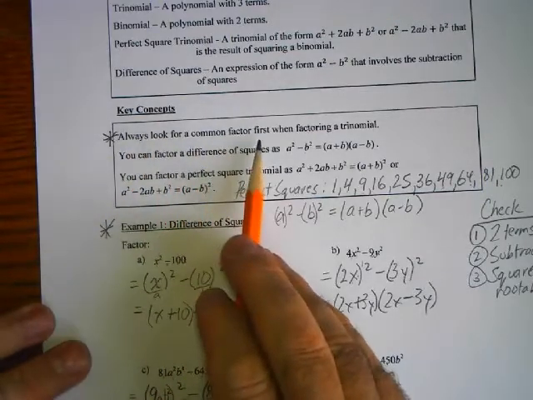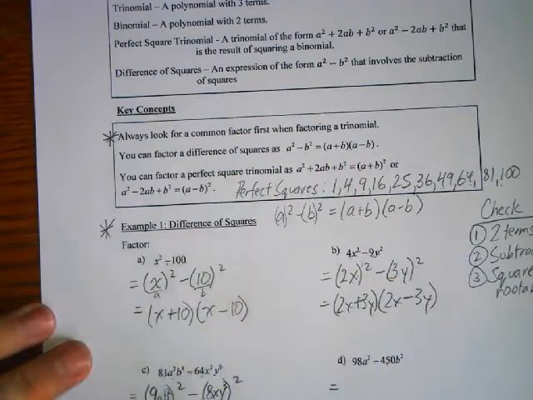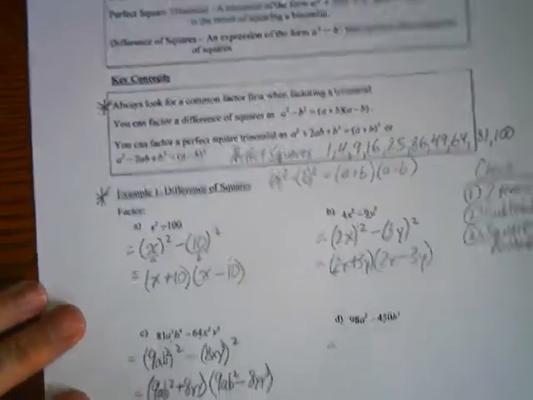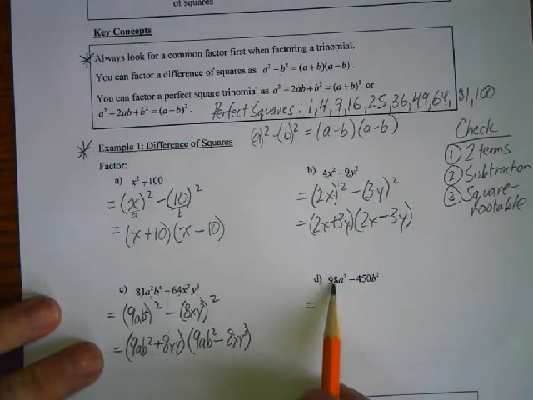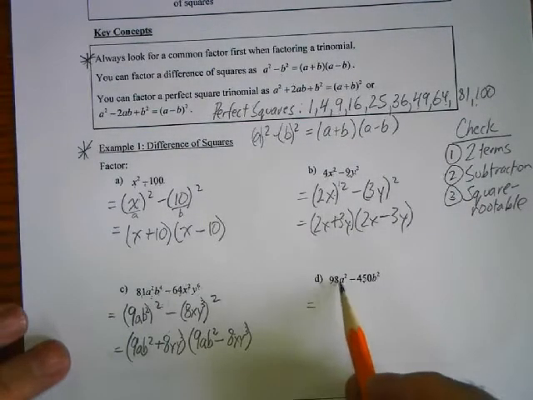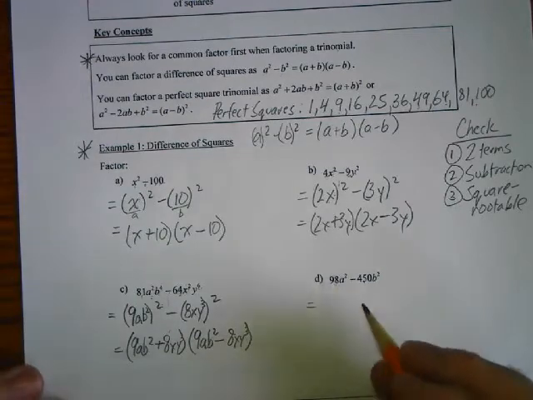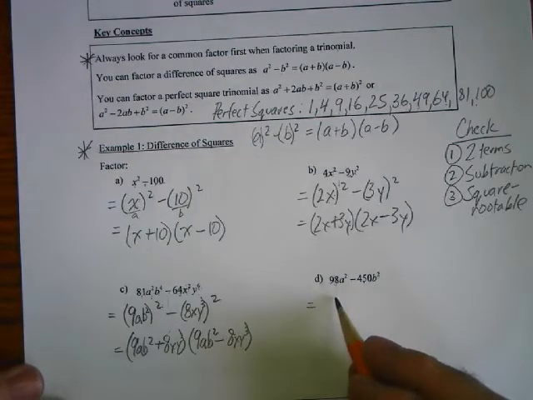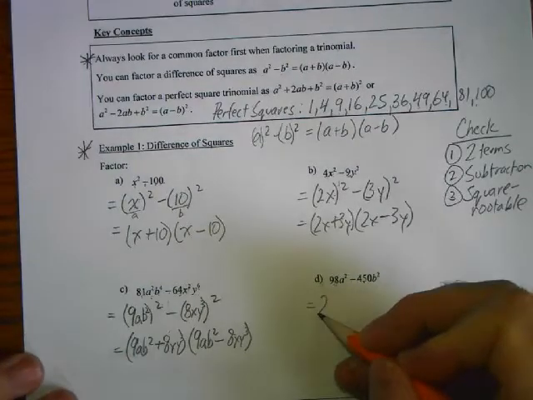Always look for a common factor first when factoring a trinomial. Well, we didn't here, but there actually wasn't a common factor, so we got off lucky there. This is the case where you've got a 98 and a 450. I know those are big numbers, but you can at least see they're both even. So you definitely know a 2 comes out. And if you try anything like a 4 or a 6, nothing seems to work. So let's just try it with a 2.